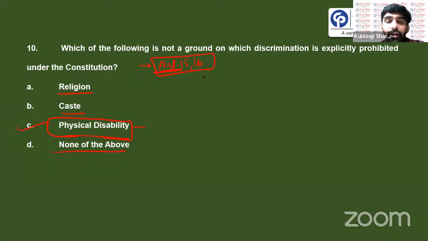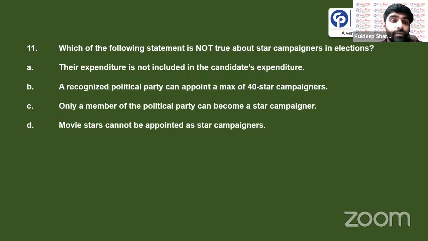If you will read those articles, you will find the grounds there are religion, race, caste, sex, and place of birth. Which means physical disability is not a ground mentioned, and is not a prohibited ground of discrimination under the Constitution.